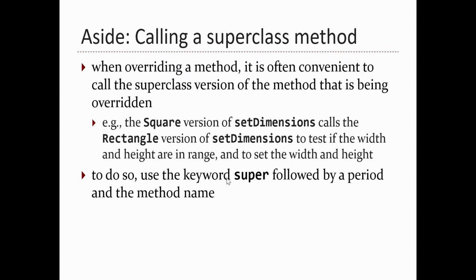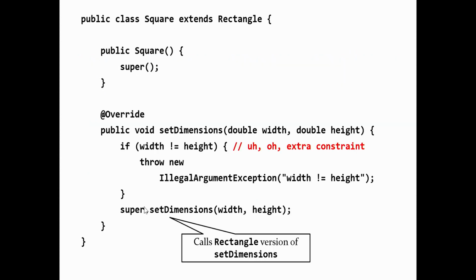If you want to do this sort of thing, the way to call the superclass version of the method is to write super dot in front of it. Don't write this dot. If you write this dot here, you end up calling this version of set dimensions, and it becomes recursive. In this case, it becomes infinitely recursive. So whatever you do, don't write this dot set dimensions here. To call the parent version, use the keyword super.